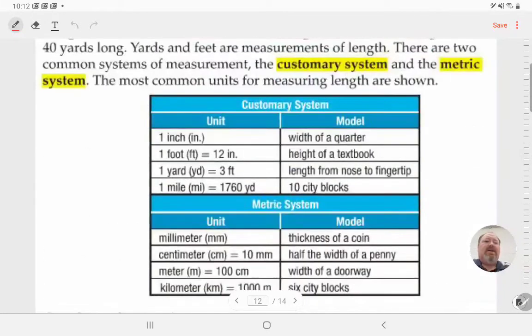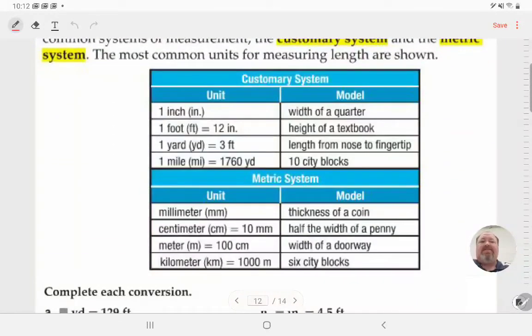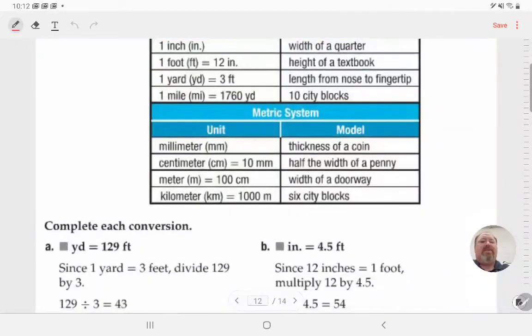All right, let's take a look at measurement. When you look at measurement, you have mainly two measurement systems. You have the customary system and you have the metric system. In the customary system, you have things like inch, foot, yard, mile. In the metric system, you have millimeter, centimeter, meter, kilometer. So those are the things you have.